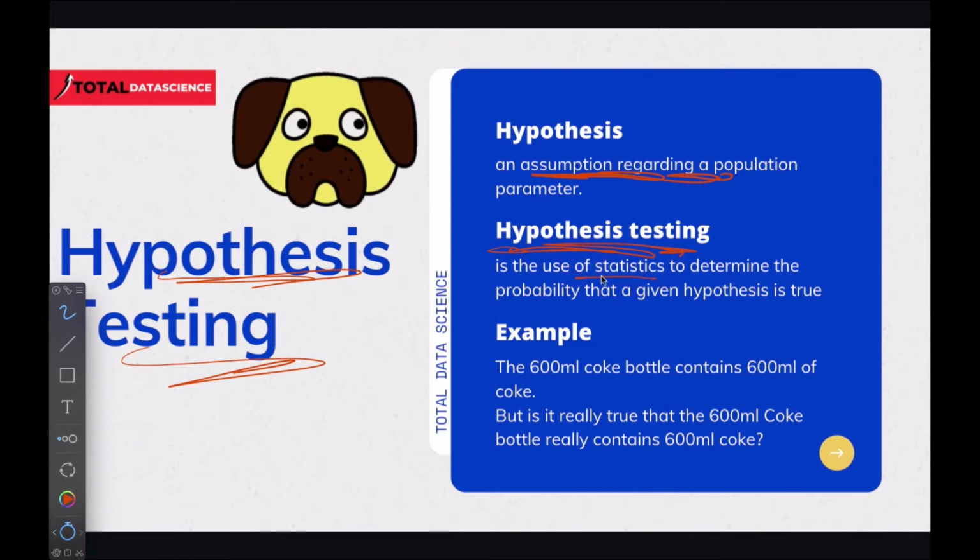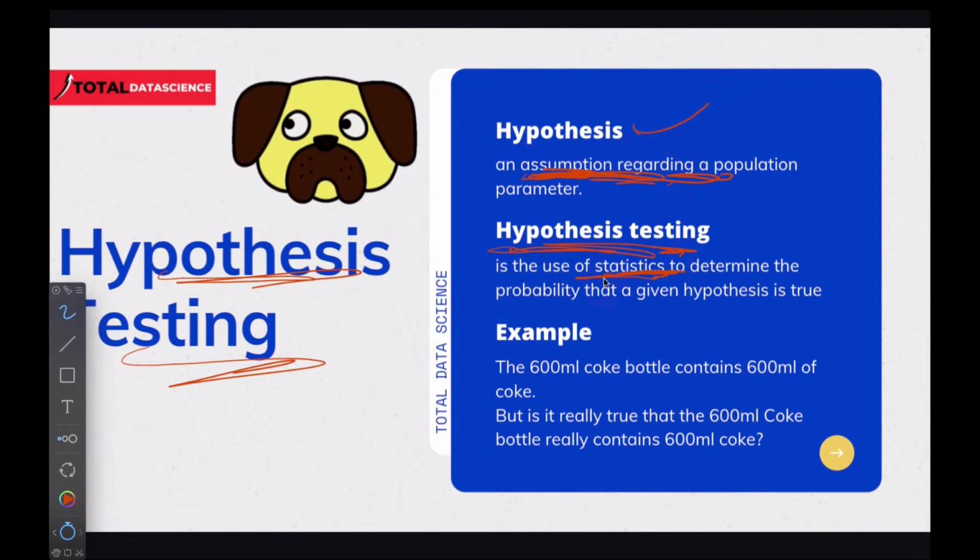We use statistical methods to test this assumption, to either prove it to be true or to be false. So we first form an assumption called a hypothesis. Then we use statistical concepts to prove these assumptions true or false, and that process is what we refer to as hypothesis testing. We're going to see the various hypothesis tests in our upcoming tutorials and lab sessions.